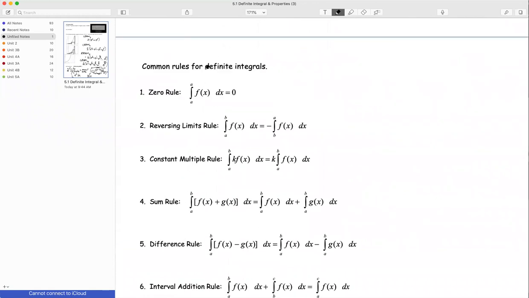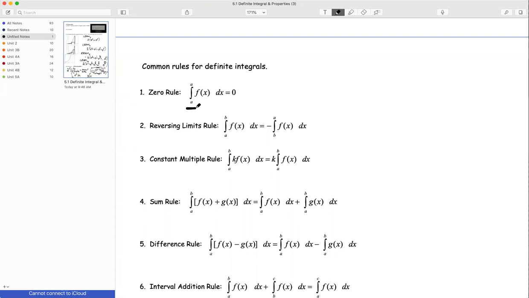All right, common rules for definite integrals. The first rule is the 0 rule, meaning that if I integrate from a to a, the value of that is 0. Why? Why is there no area? Because it's just a line, right? If I'm integrating from 3 to 3, that's just a straight line, and the line has no area. Therefore, the area under the curve must be 0.